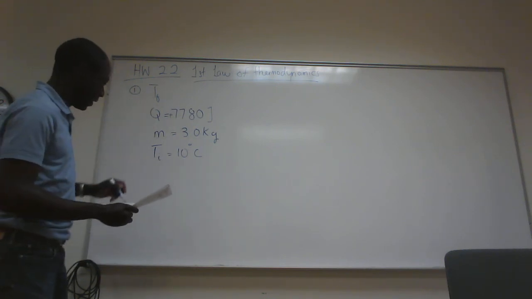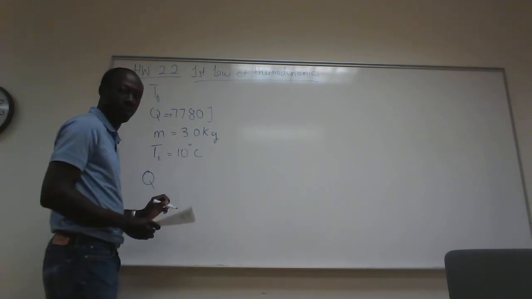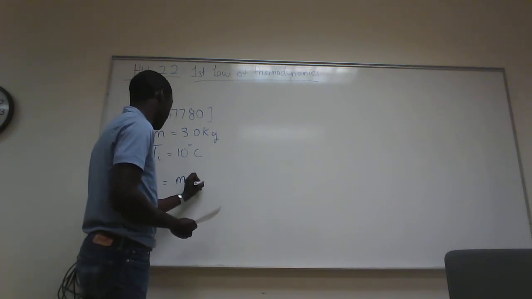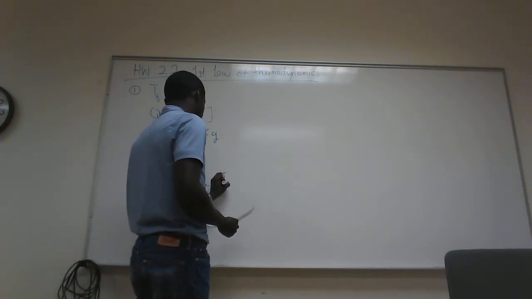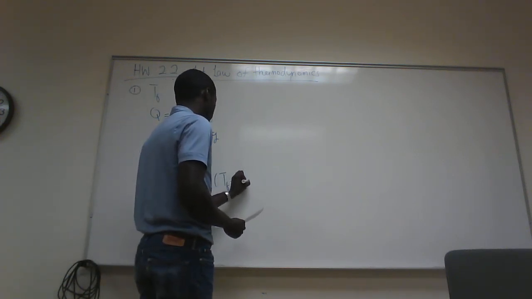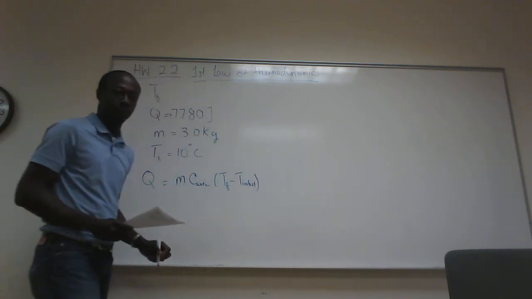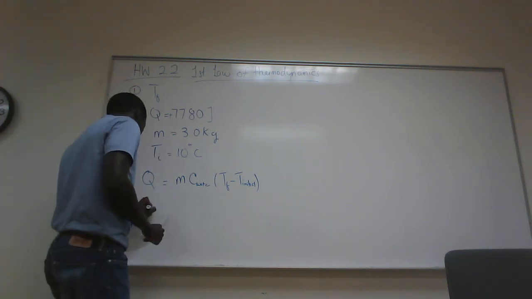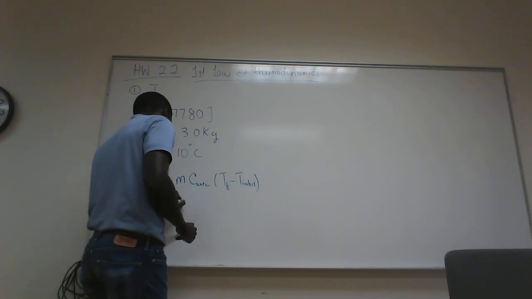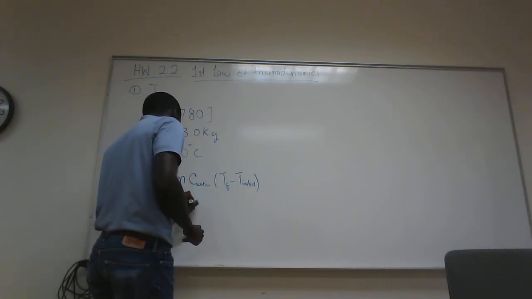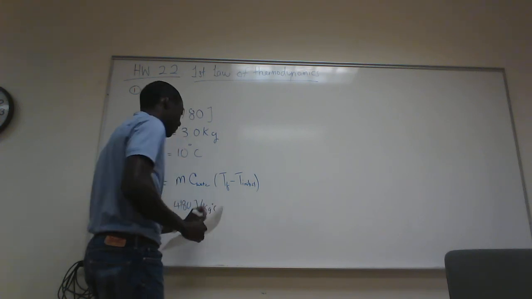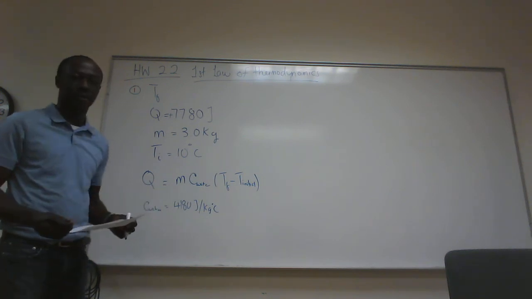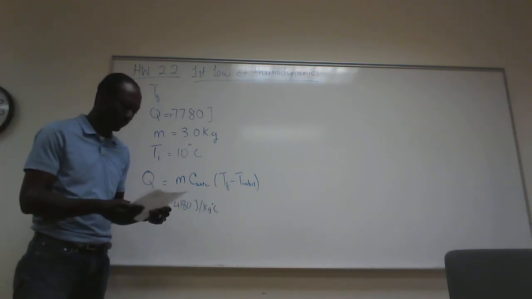Alright, so we want to find the final temperature, and we know that the Q, or the heat we put into the system, is equal to the mass times the heat capacity of water when it's a liquid times the final minus the initial. So we know the mass, we know the heat capacity of water is 4180 joules per kilogram per degree centigrade. So we just have to rearrange this equation and we can find what the final temperature has to be in degrees centigrade.